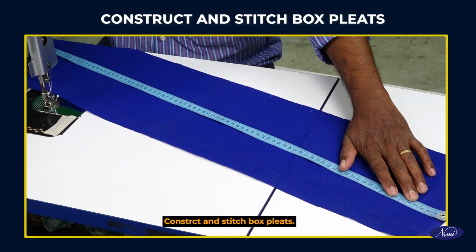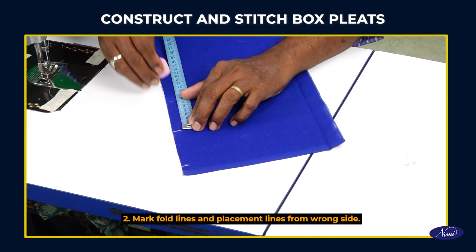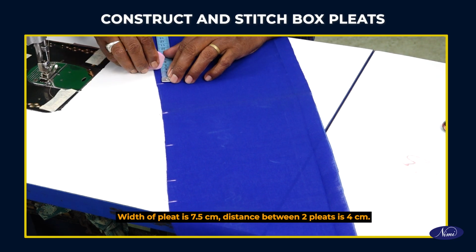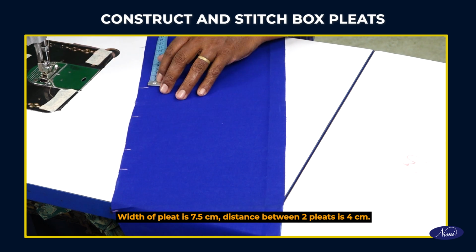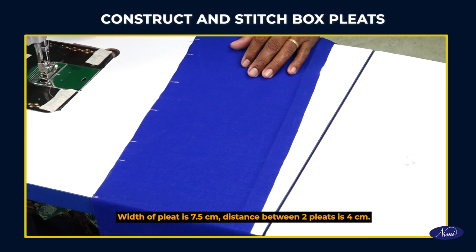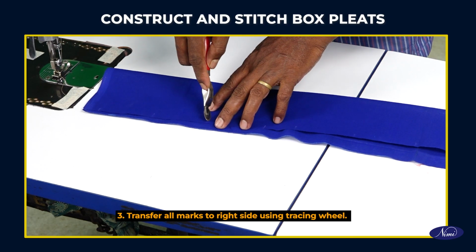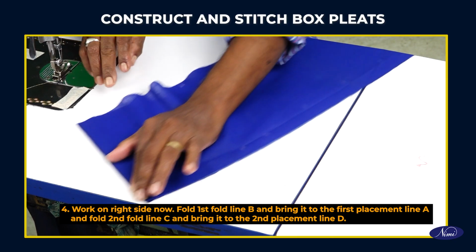Construct and stitch box pleats. Take a piece of cloth size 0.20 meter by 0.90 meter. Mark fold lines and placement lines from wrong side. Width of pleat is 7.5 centimeter. Distance between two pleats is 4 centimeter. Transfer all marks to right side using tracing wheel. Work on right side now.